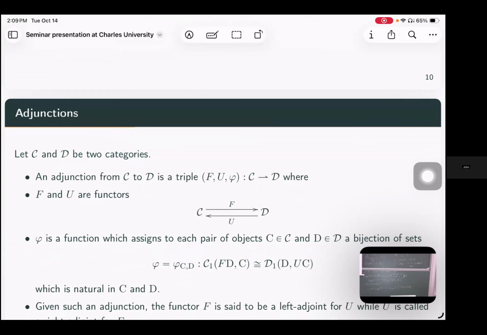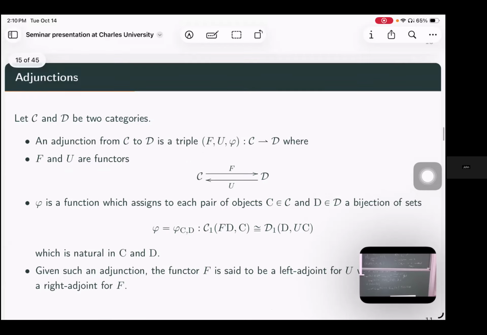Yes, so in our case, we would want to get a comonad from an adjunction, and from that, we would use it to construct a simplicial object. So, adjunctions. If we let C and D be two categories, then an adjunction from C to D is a triple where we have F as a functor. In this case, F would be the left adjoint, U is the right adjoint, and we have a bijection between the Hom sets, which is natural in C and D.